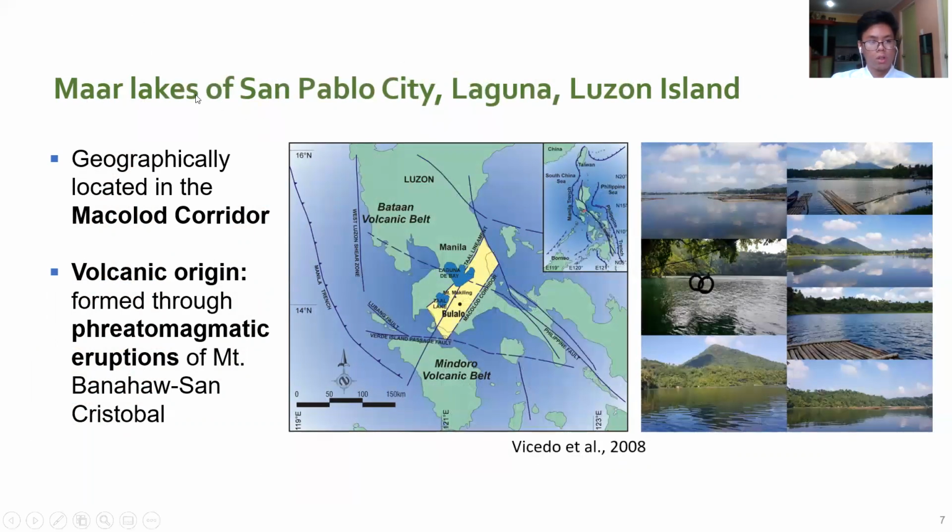Now let's move on to the Mar Lakes of San Pablo City, Laguna, Luzon. They are geographically located in the Bacolod Corridor, and they're formed through phreatomagmatic eruption of Mount Banao San Cristobal, where big circular depressions were formed and were eventually filled by rainwater over time, thus creating these lakes.